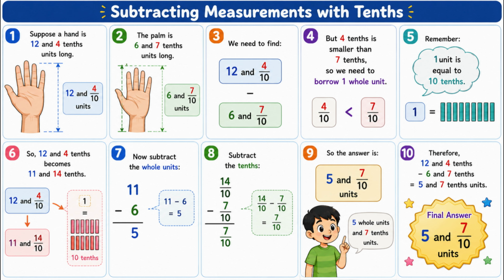But 4/10 is smaller than 7/10, so we need to borrow 1 whole unit. Remember, 1 unit is equal to 10/10. So 12 and 4/10 becomes 11 and 14/10. Now subtract the whole units. 11 minus 6 equals 5. Subtract the tenths. 14/10 minus 7/10 equals 7/10. So the answer is 5 and 7/10 units.